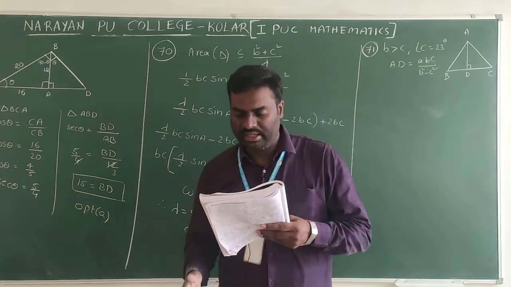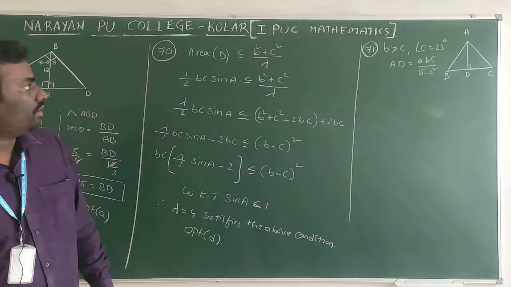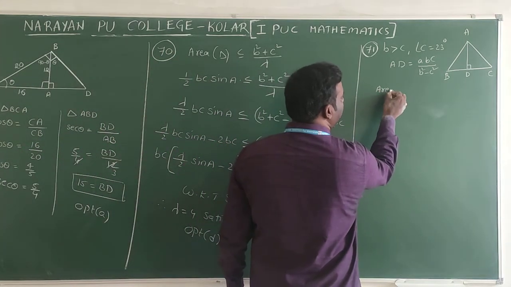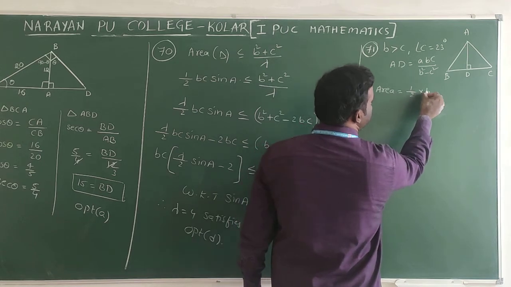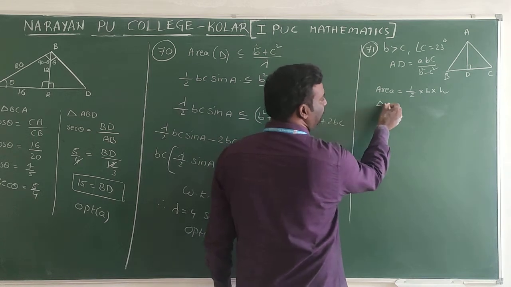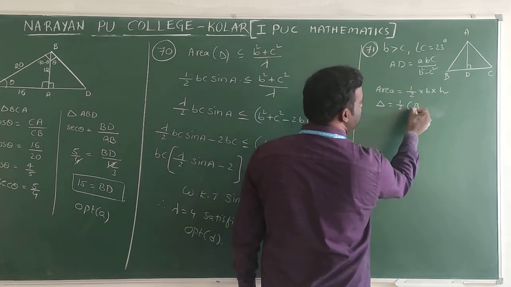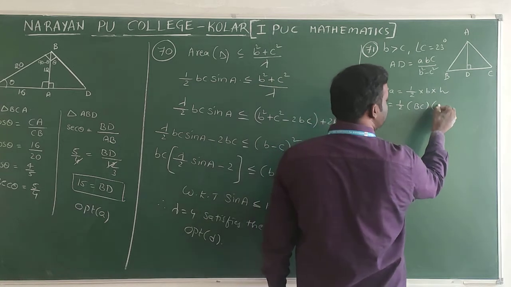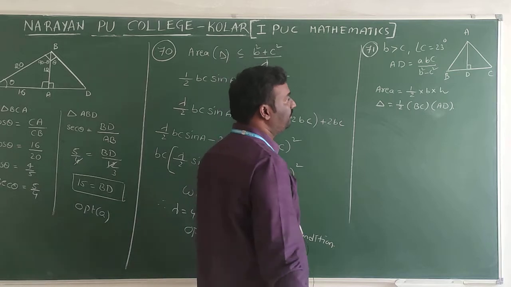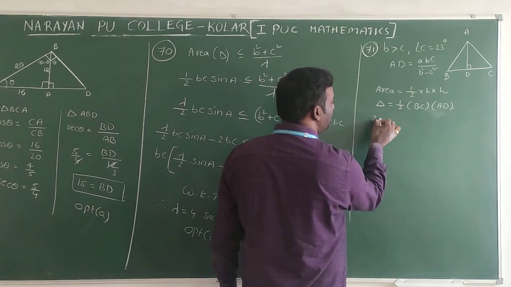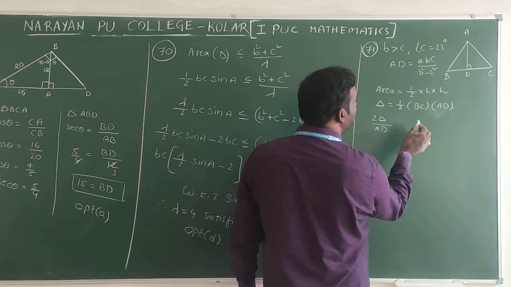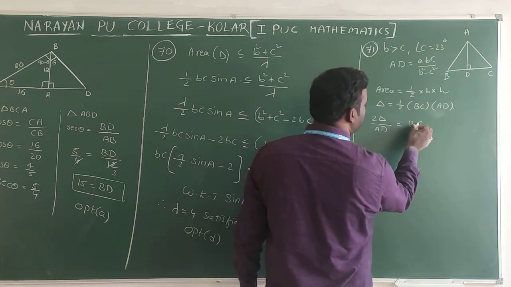Here we need to find angle B. Okay. Now first, area is half into base into height. It is nothing but delta. Half into base is BC, height is AD. Okay. So from this we can write 2 delta by AD is equal to BC.